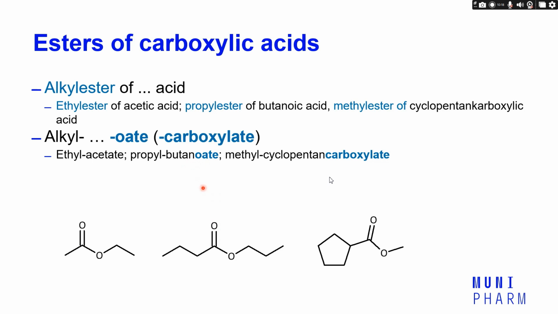Here it is propyl, the alkyl, and butanoate. Butanoate means that it is from butanoic acid. And here the alkyl is methyl, and cyclopentane carboxylic acid was the acid. It means it is methyl cyclopentane carboxylate.